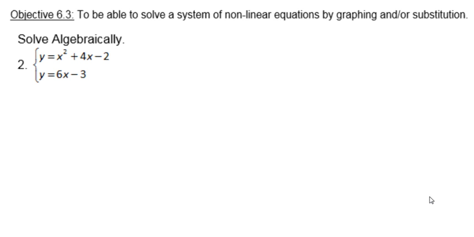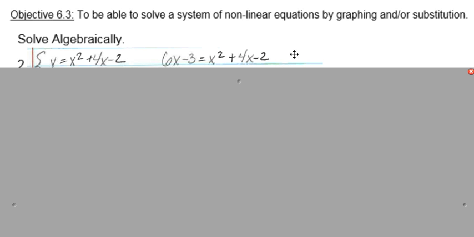If we're doing a substitution, we're trying to see, do we have an x equals or a y equals that we could use to help us start solving? We can see that both functions are equal to y, so I could take what y is equal to in one and substitute it into the other. So using substitution, we now have this quadratic equation that we need to solve.